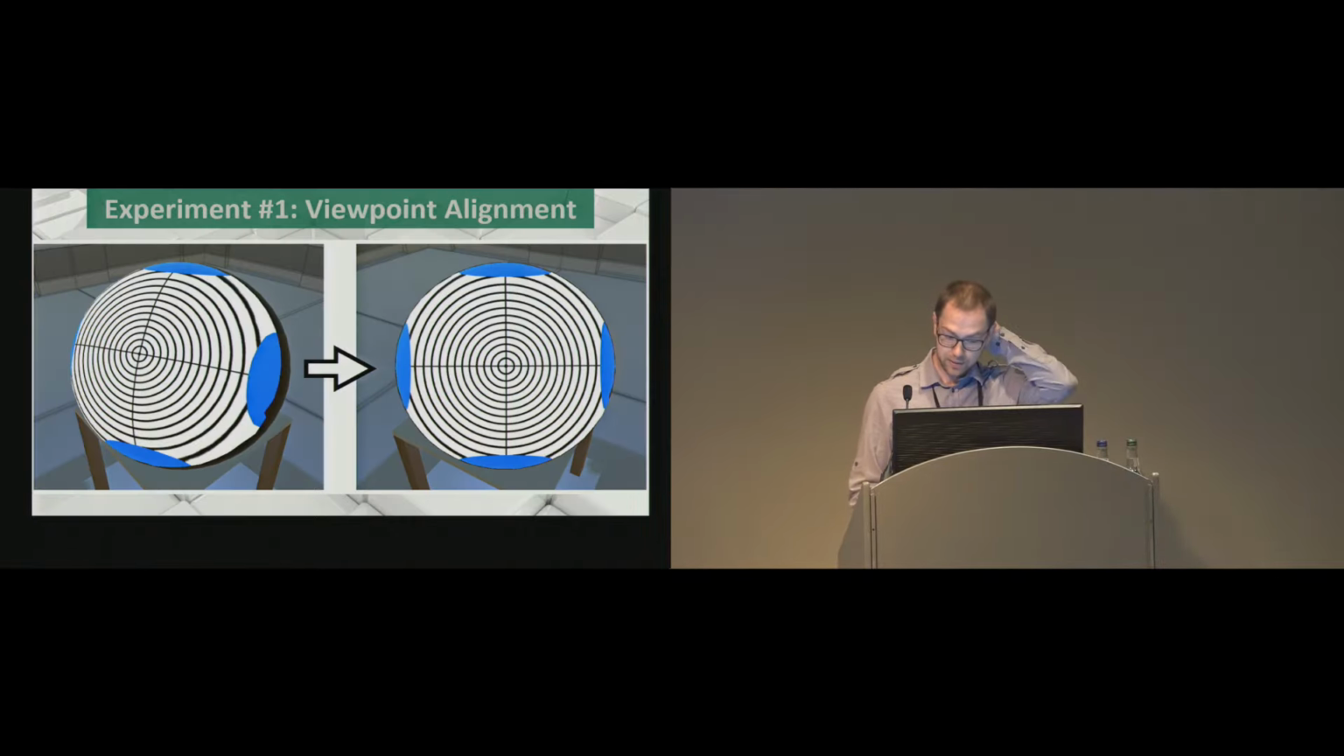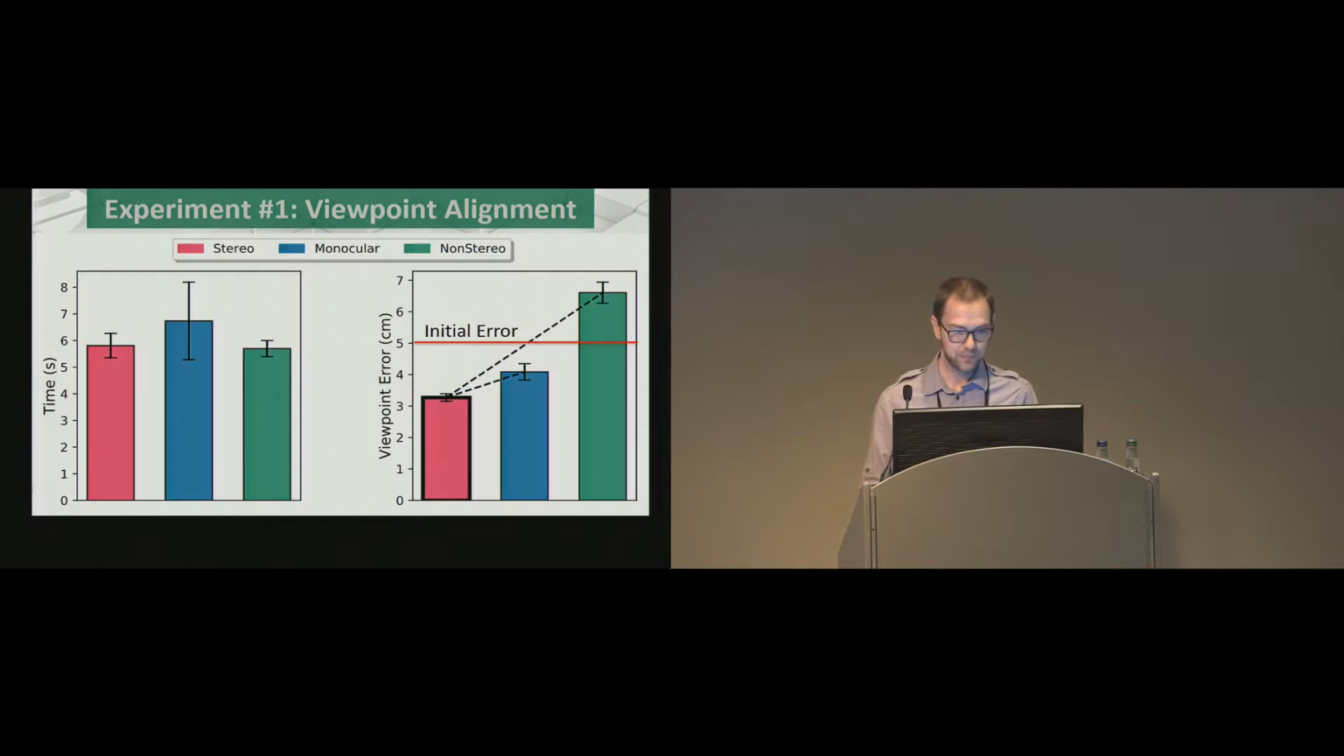So in the first task, a pattern was rendered to a fixed point in space, and the participant aligned their viewpoint to that point as closely as possible. The pattern was designed to guide the user to the correct location through interpretation of the visible distortions. The distortions appear as bent lines and squished circles. If the participant aligns their view to the correct location, then the pattern appears undistorted. Bent lines become straight, and squished circles become perfect circles.